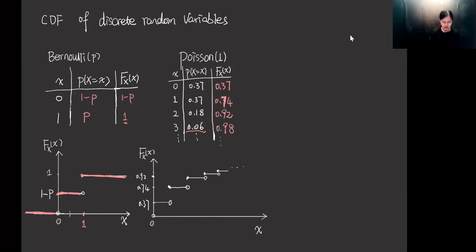And when you draw the CDF on the graph, you do the same thing. You first draw the value of the CDF at each of the support points, and then you complete the graph by these horizontal line segments. And that is the CDF of the Poisson 1 random variable.